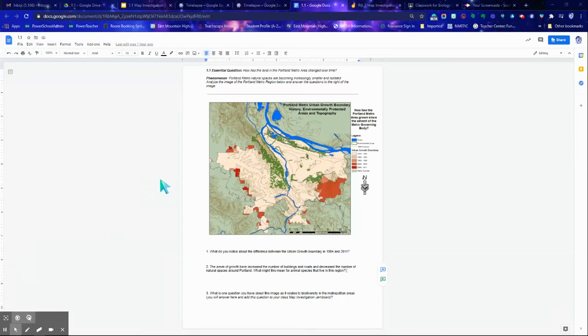This is the 1.1 Google Doc assignment for this lesson. So we have just a still photograph. This isn't even satellite, but it matches if you had looked up the Portland metro area on the Google Earth engine. And what we are seeing is this is the Portland metro area.